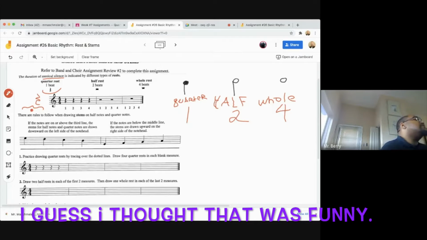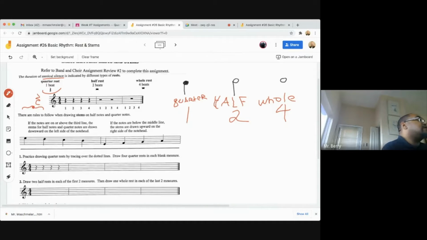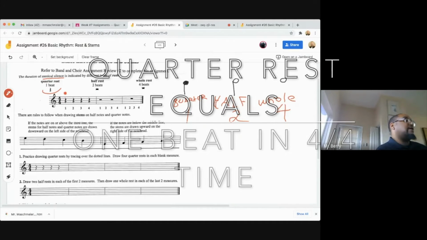That's what you want to think, guys: what does this look like? Whatever you need to do to help you remember what it is, okay? So one more time, it's a quarter rest. It equals 1 beat, and it looks like a squiggly line or a lightning bolt.